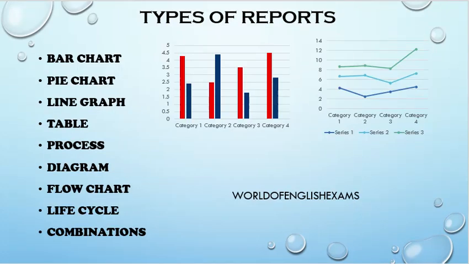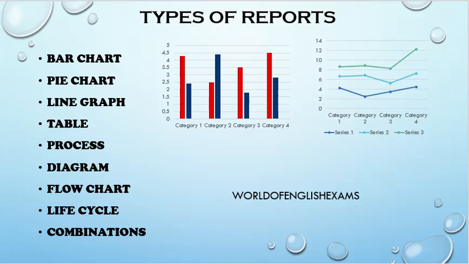Okay, now let's see the various types of reports. So I'm giving you a short list of all the types of reports because I want you to make sure that you're practicing all of these individually as well as in combination with the other reports in a very detailed way, so that whatever report is given to you, you must be ready to answer it in the shortest span of time possible. Then the types of reports that you can see and that you have to practice are bar charts, pie charts, line graphs, tables, process diagram, flow chart, life cycles, and combinations.